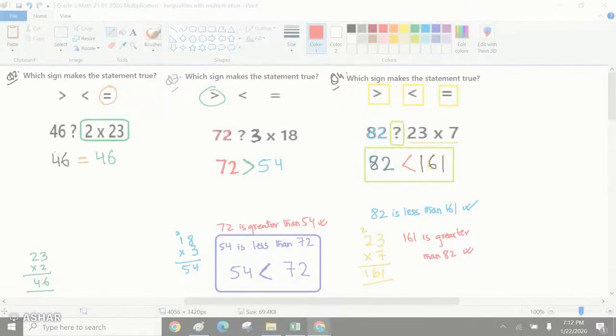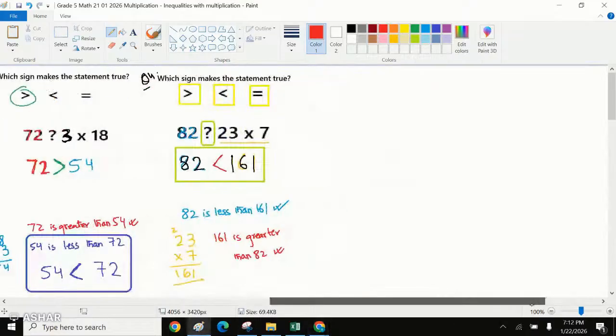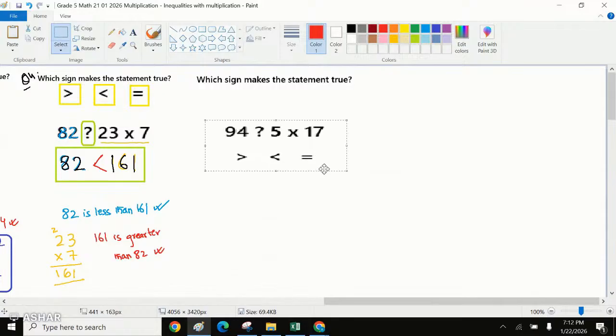Which sign makes the statement true? Okay, for the next question, this was given to us. These were the values given to us, and this is given to us. In question number 5, they're asking us which value is greater or less. So this was 94, then this was 5 multiplied by 17. We can find the answer.